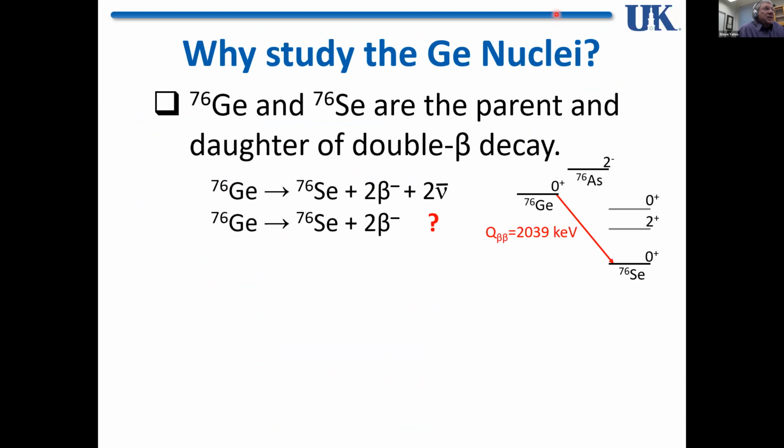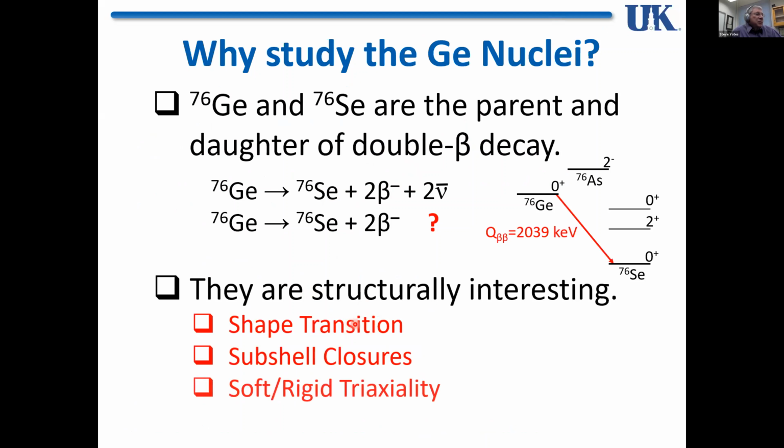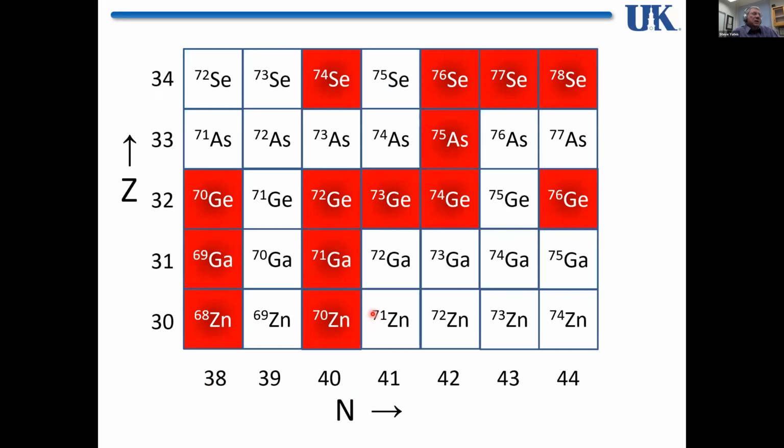So the question we would ask is, why study germanium nuclei? One current question has to do with the existence of double beta decay or neutrinoless double beta decay, and I'll say a little bit more about that. These nuclei are also structurally interesting. It's a region where we have shape transitions, subshell closures, questions about the rigidity of the nucleus, whether it's triaxially rigid or soft, and shape coexistence. We've already had mention of shape coexistence in this conference. There's going to be more discussion of shape coexistence. It seems to be a very timely topic.